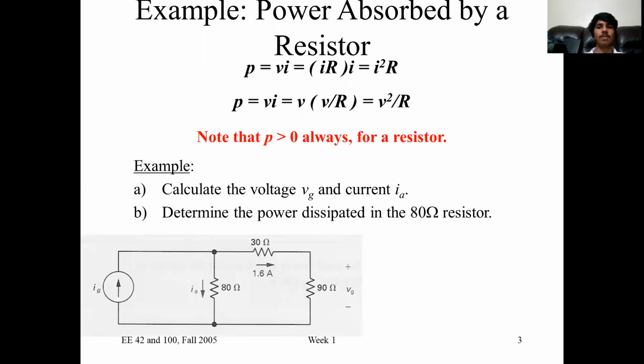Example, power absorption by a resistor. P equals VI equals IR times I equals IR squared, I squared R. P equals VI equals V times V by R equals V squared by R. Note that P is greater than 0 always for a resistor. Example, calculate the voltage Vg and current Ia, and determine the power dissipated by the 80 ohm resistor.